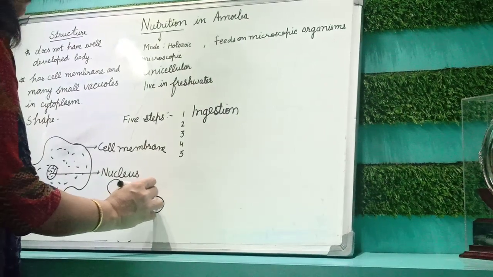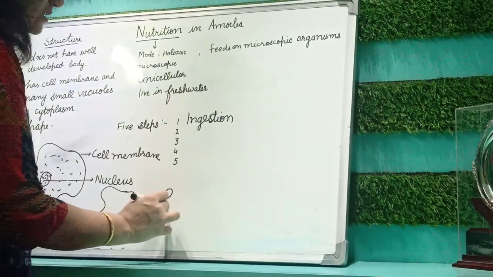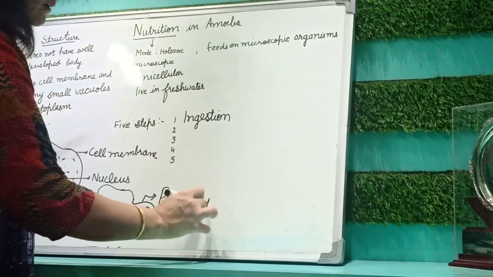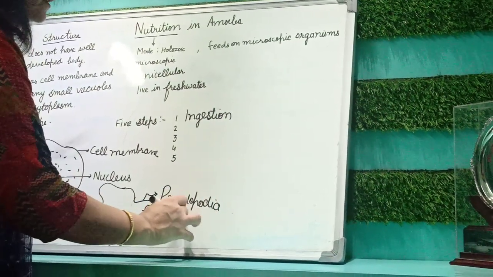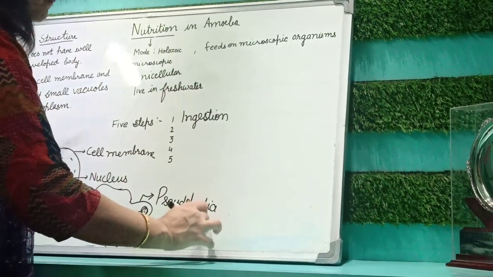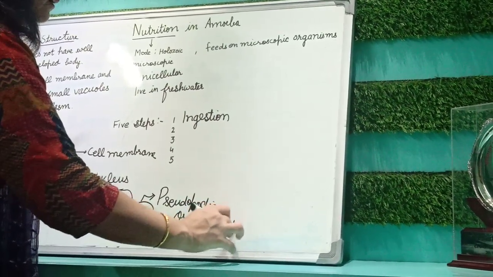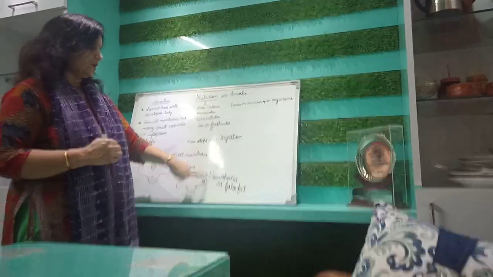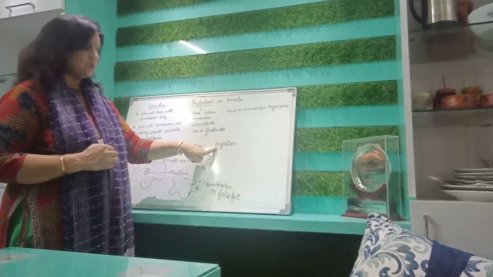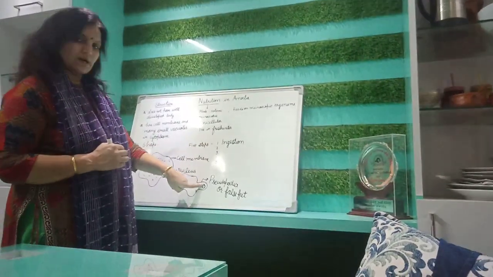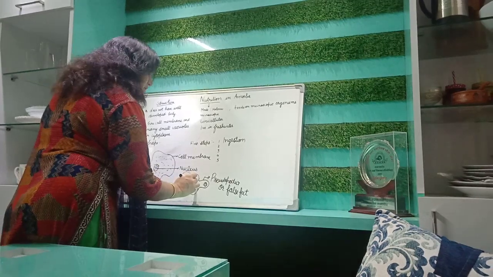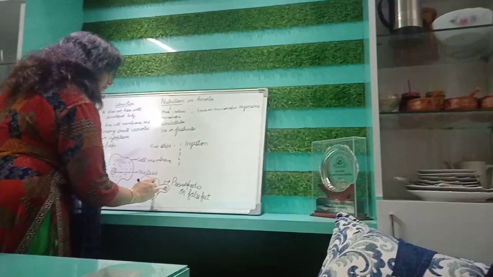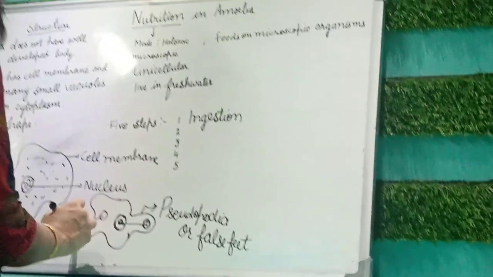This structure is known as pseudopodia or false feet. In this way, food particles enter into the body. This process is known as ingestion. Now these food particles enter into the food vacuole. This is the nucleus.